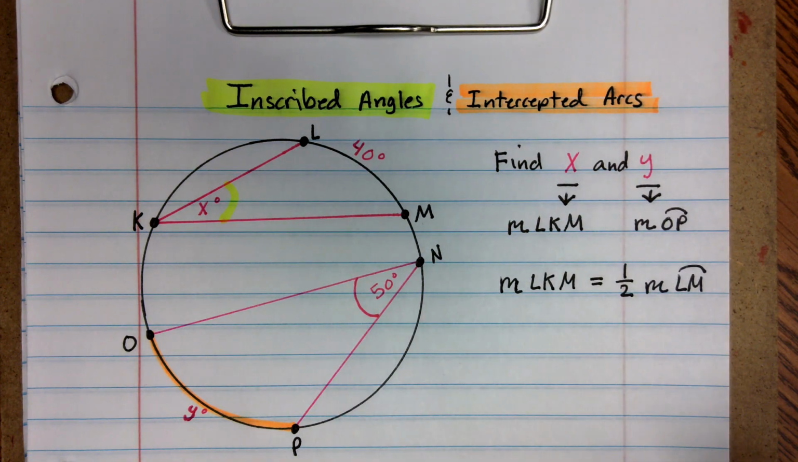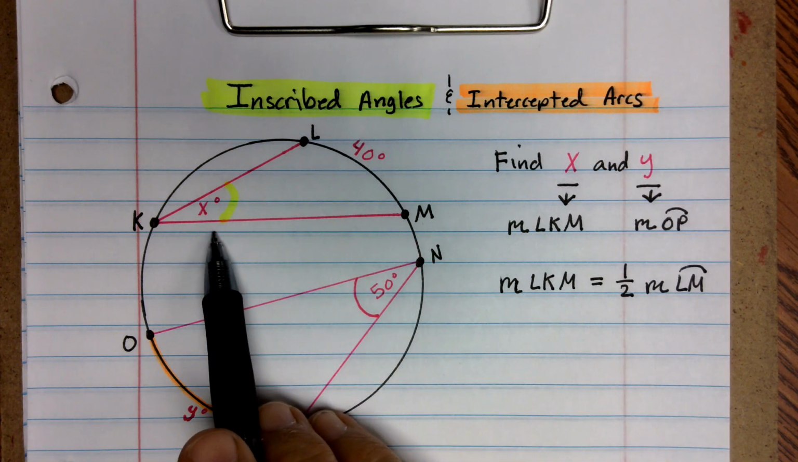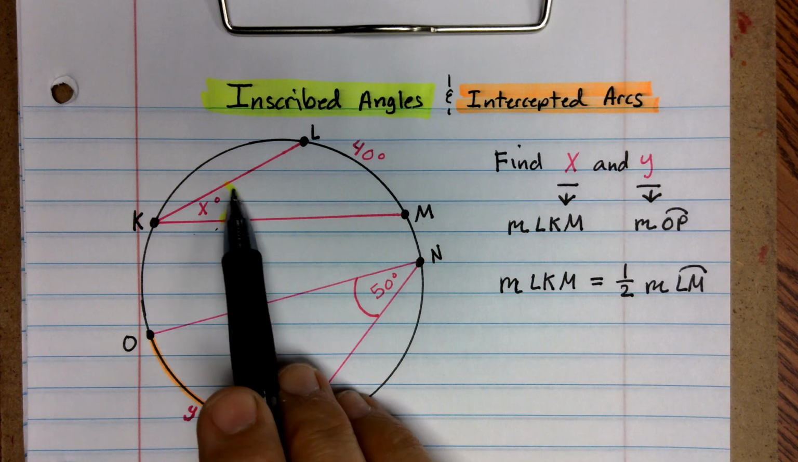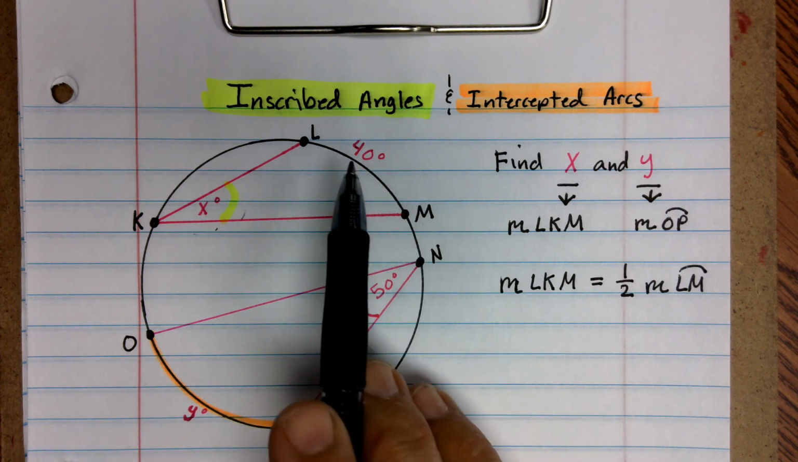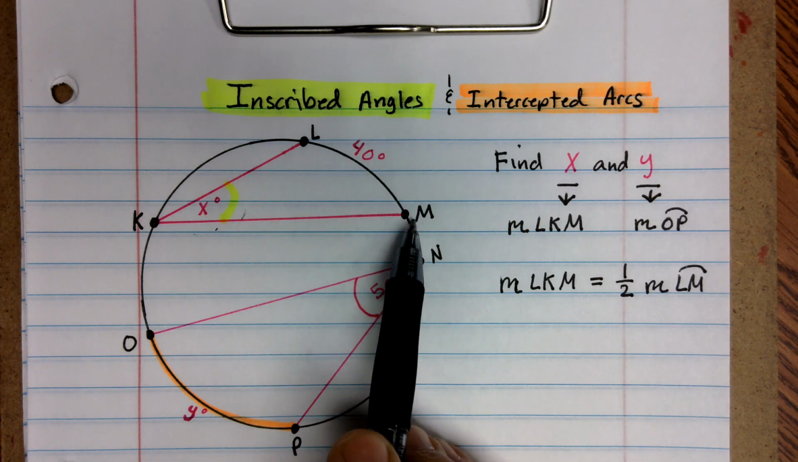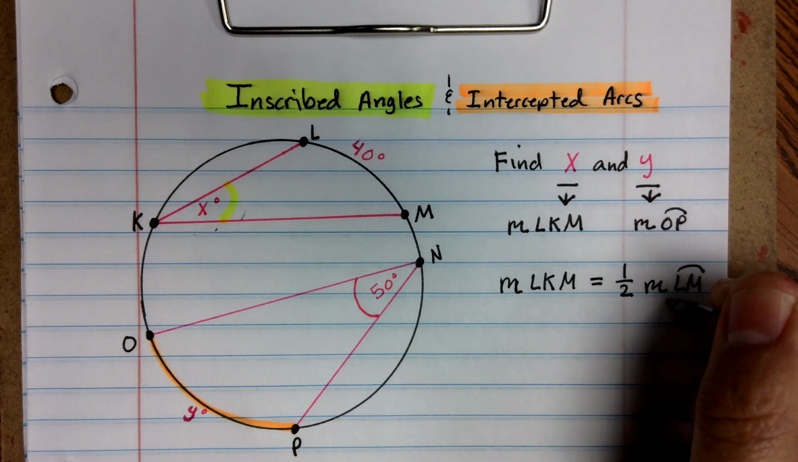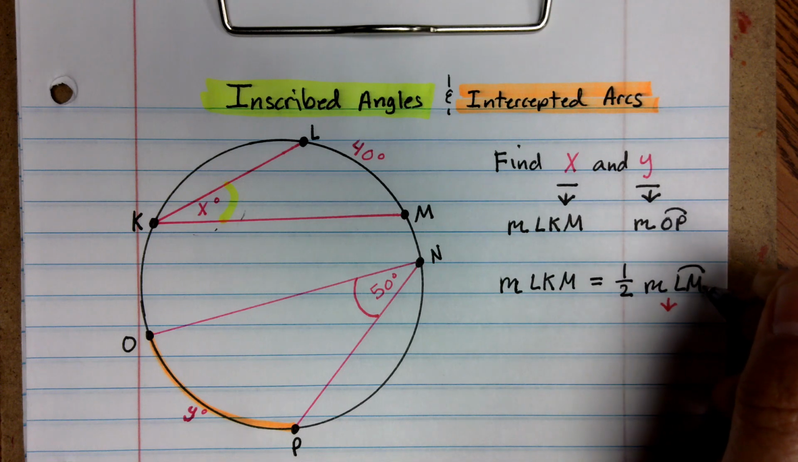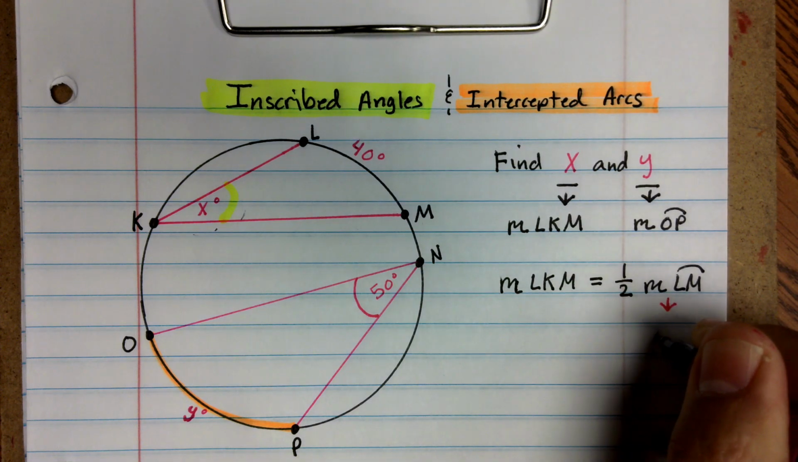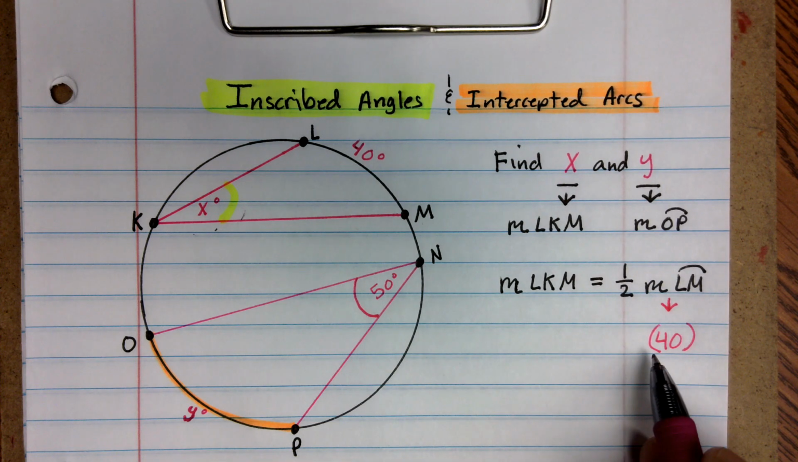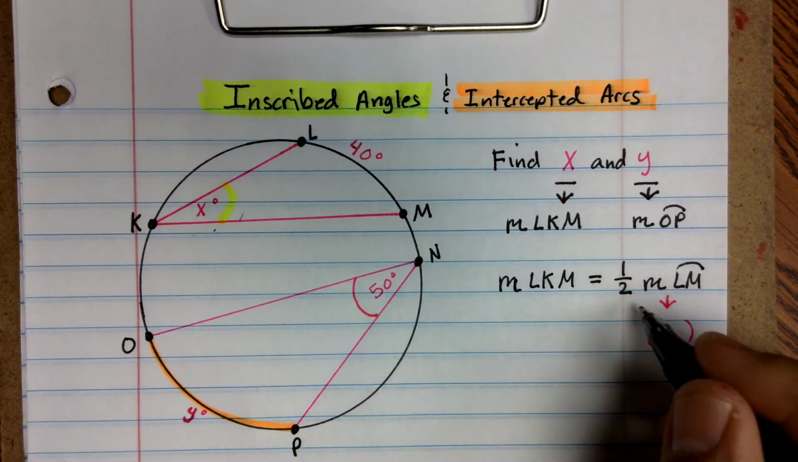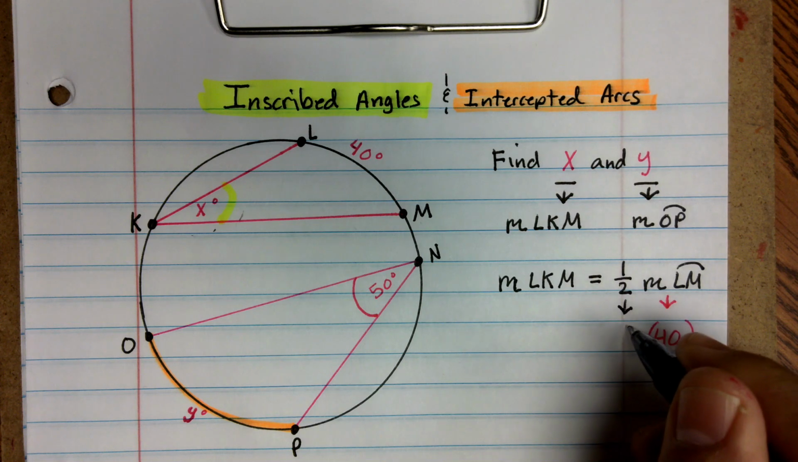Now that I got this written out, I'm going to substitute the numbers that I have. So we don't know what this measure is. We're trying to find it, right? We're trying to find the inscribed angle. But I do know this intercepted arc's measure, which is 40 degrees. So I'm going to go ahead and replace this right here, this measure of LM, that arc, with 40 degrees and put it in parentheses because we're going to be multiplying it. I'm then going to go ahead and bring down this 1/2.